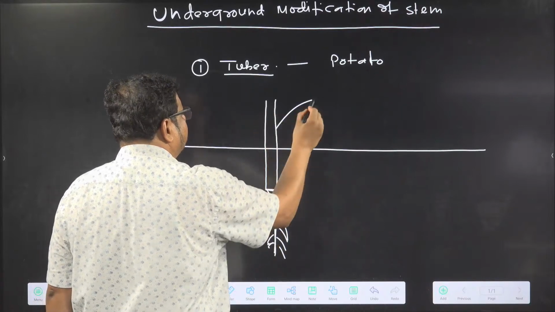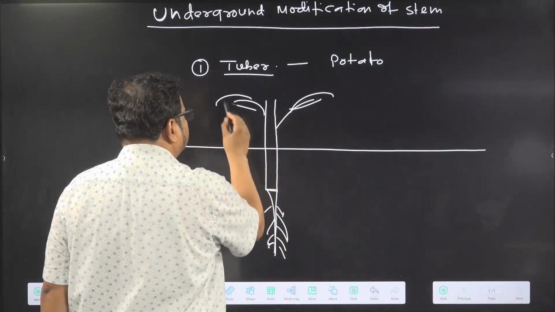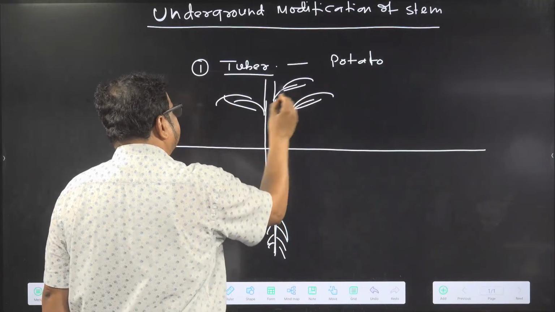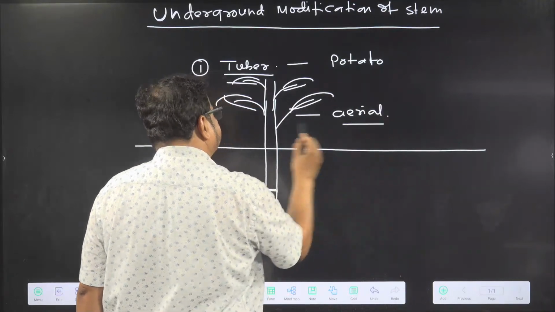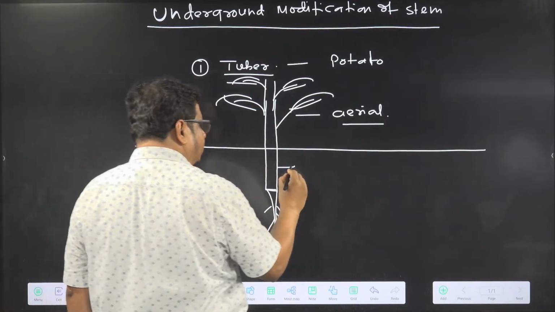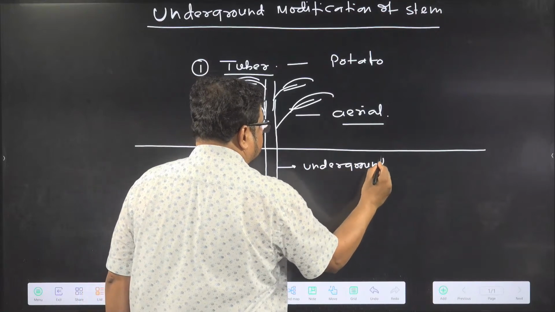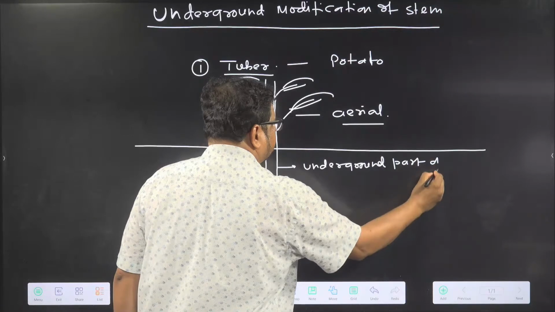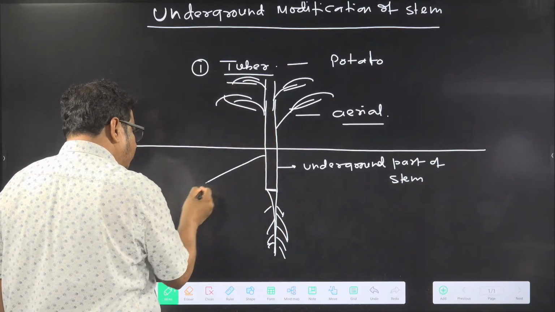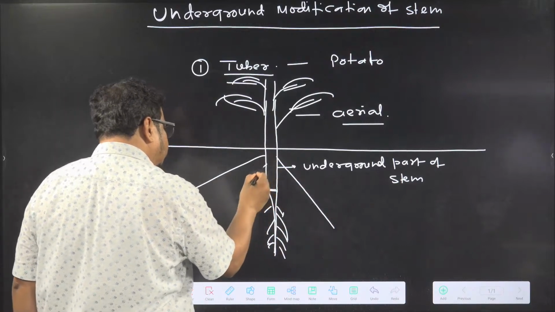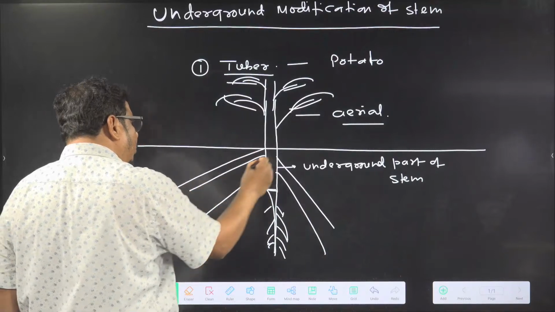In this stem, some branches are aerial branches. Some leaf is there. It is aerial part of the stem, and it is underground part of the stem. Underground part of stem. Try to understand it. And these are branches from the underground part. These are not lateral root, don't confuse.